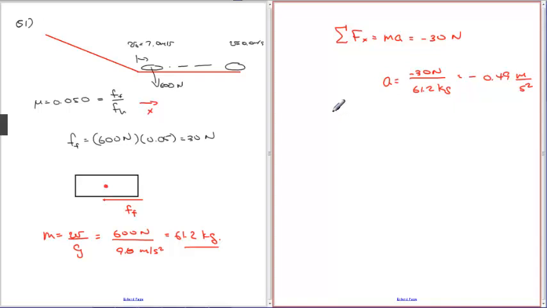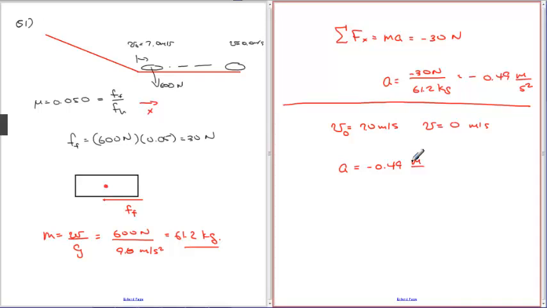With the acceleration, we can do a kinematics problem. So this is a constant acceleration problem. We know that V0 is equal to 7 meters per second. We know that V is 0 meters per second. And we know that the acceleration is equal to negative 0.49 meters per second squared. What we don't know is the time and the distance it takes. So what are they asking us for? How far does the sled travel? So we're trying to find delta x.